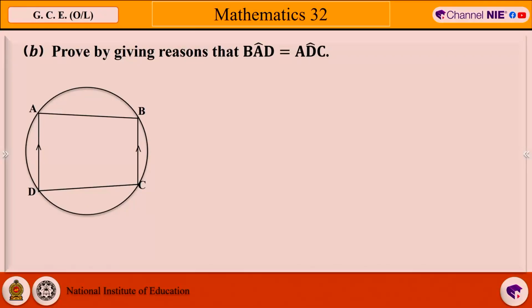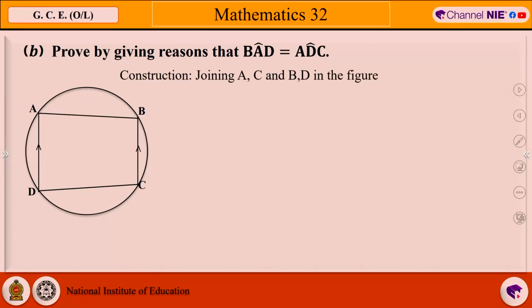Right, now in part B, we have to prove by giving reasons that BAD equals ADC. We are given that AD is parallel to BC. Apart from that, no other data. So, to do this proof, we have to do a construction. What is it? We can join AC and BD. Let's do it first. Okay. After that, we will see whether there are some relationships between angles in this figure.